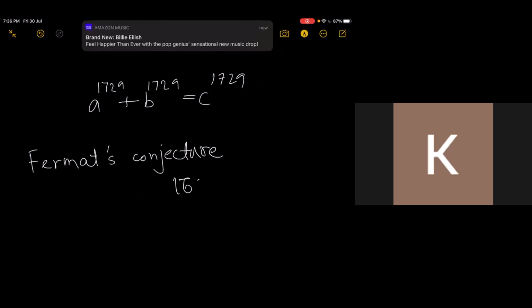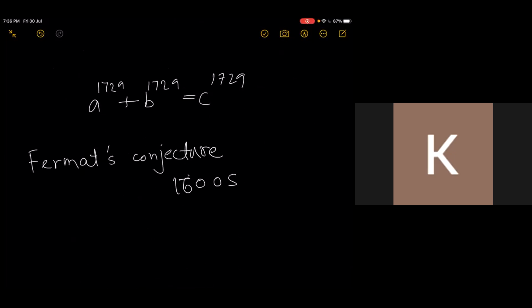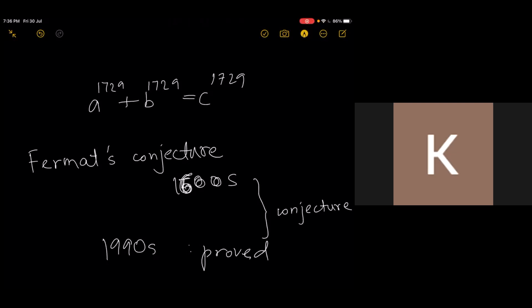Fermat lived in the 1600s or something. So when he made this statement, it was a conjecture. And in the 1990s, it was proved by a British mathematician, Andrew Wiles. So for all these years, it remained a conjecture because it did not have a proof. You are guessing something is true, but you cannot prove it.